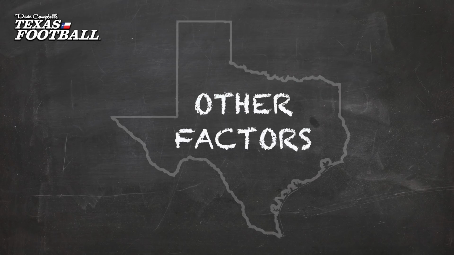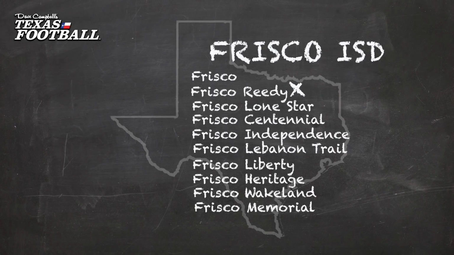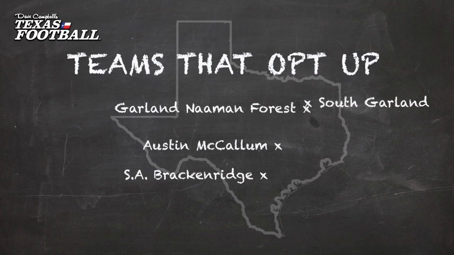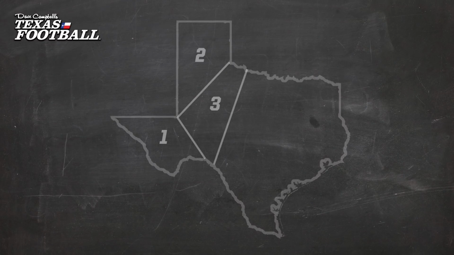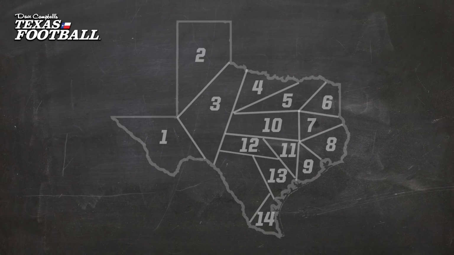And then there are other things to factor in, like school districts who want to keep all of their teams in the same UIL district, and teams that opt up, that is, they choose to play in a larger classification. In the end, the UIL tries to make relatively evenly divided districts of relatively comparable sized teams in relatively close proximity to one another. Relatively.